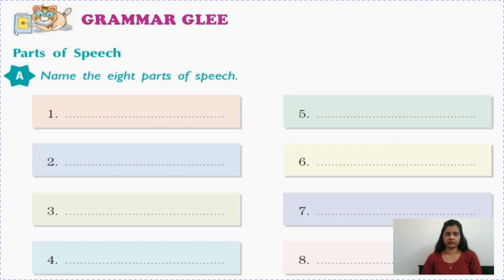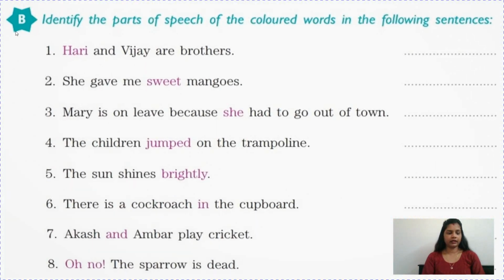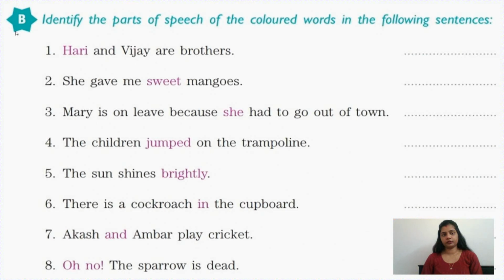Grammarly, parts of speech. You have to write the 8 parts of speech. Children, you are learning this from class 1, so it's very easy for you. So let's write fast. Noun, pronoun, adjective, verb, adverb, preposition, conjunction, and interjection. Now, in B number, what you have to do, you have to identify the parts of speech of the colored words in the following sentence. So children, you can see here that in each sentence, words are underlined, colored. So you have to write the part of speech of that particular word.